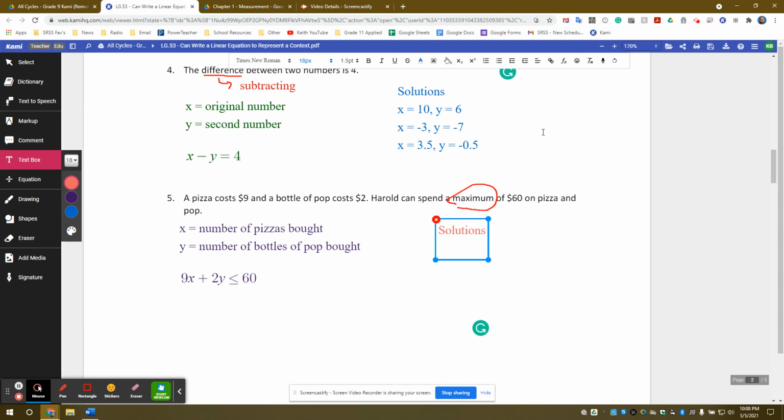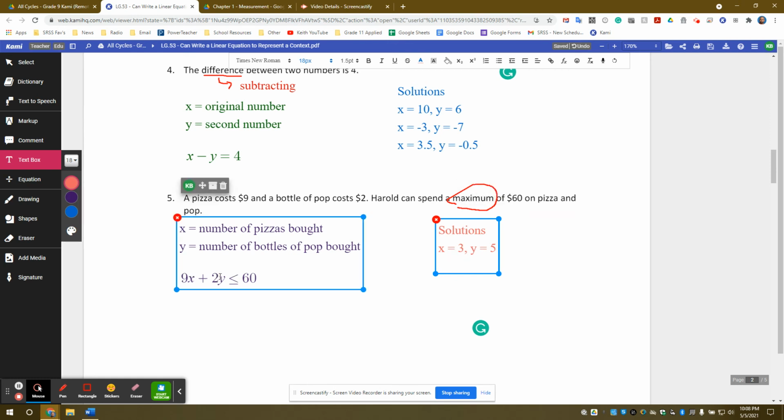So let's look here. We could buy 3 pizzas. Let's do 3. And with that, 5 bottles of pop. Does that work? Well, let's see here. Okay, 3 times 9 is 27. 2 times 5 is 10, so that is $37. That works. Yeah, it's under 60. So that's going to work. That would be a potential solution.